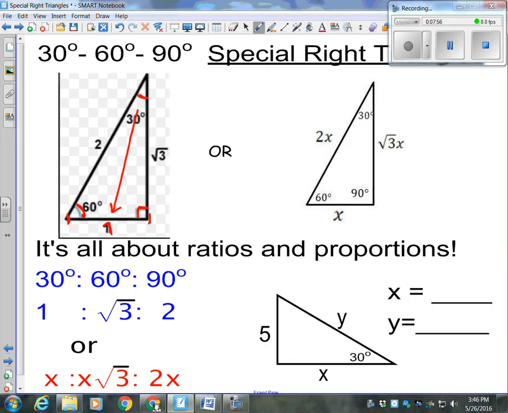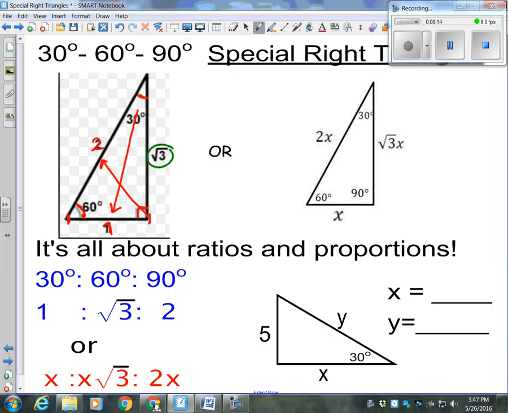All right? Across from the biggest angle, there just so happens to be a relationship: across from the 90 is a side that is twice as big as the first one, and it's 2 units long. All right? Now, we end up with a square root of 3 over here on the third side.